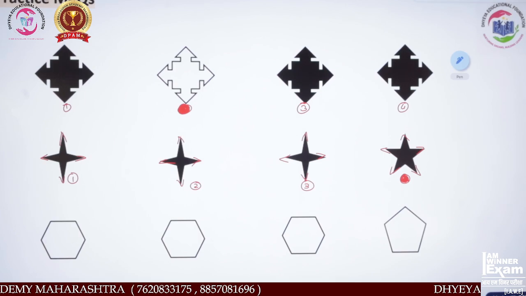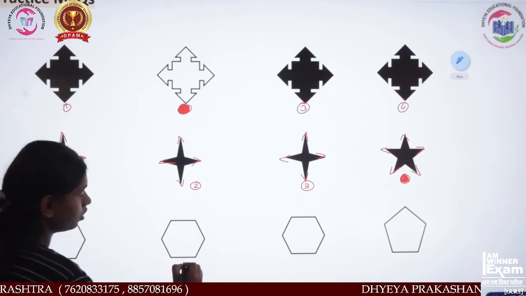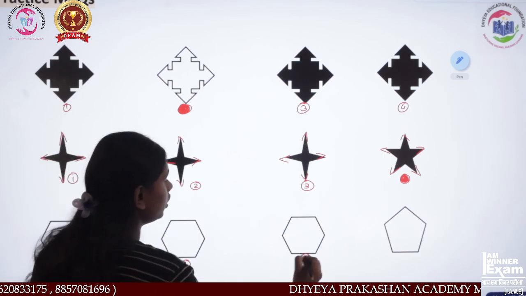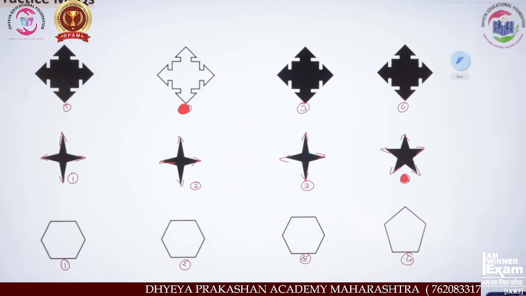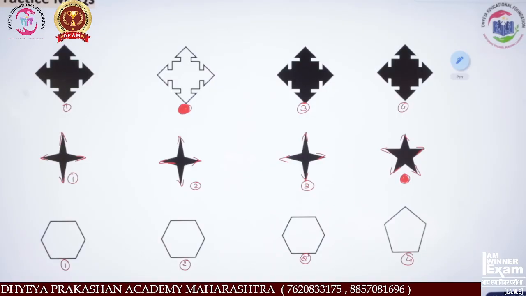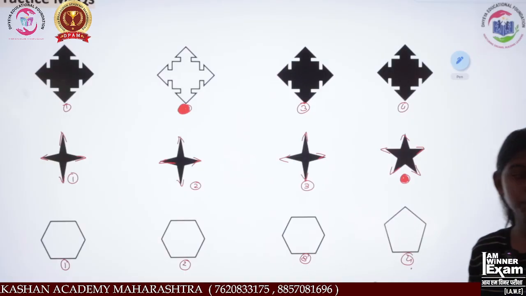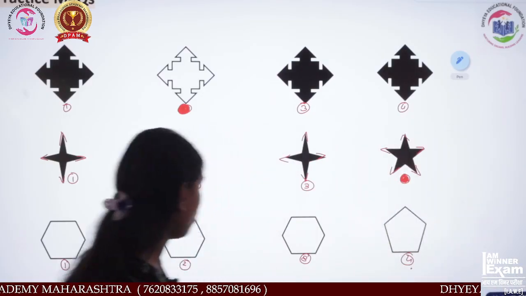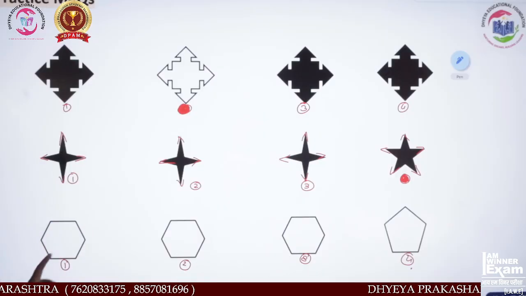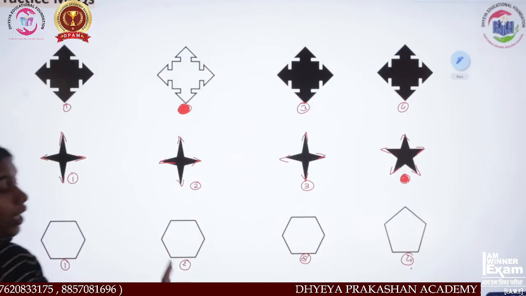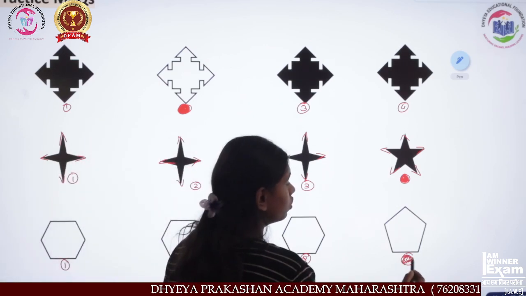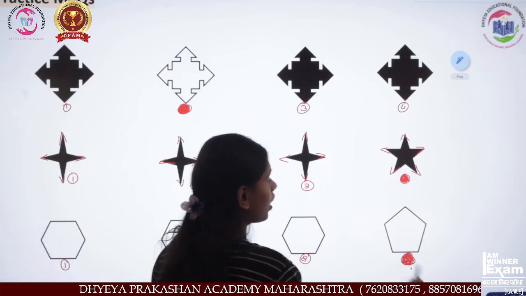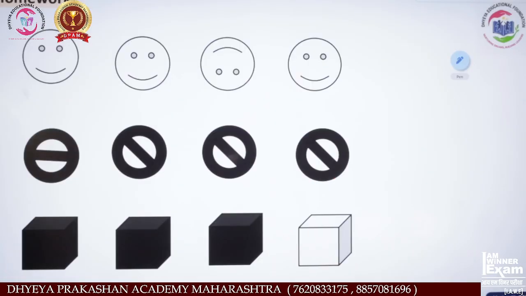Then next, this is your figure number 1, this is your figure number 2, this is your figure number 3, and this is your figure number 4. Now which is the different figure here? That is figure number 4. Why? Because all these 3 are of the same shape, but the fourth one is different. So option number 4 is your answer.